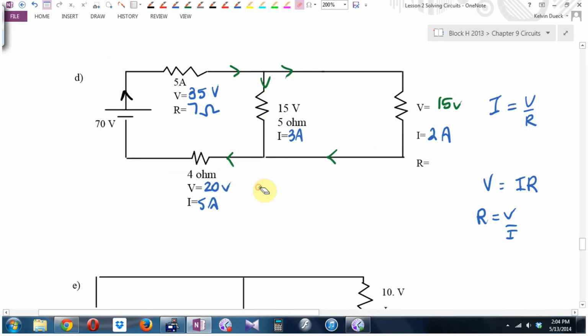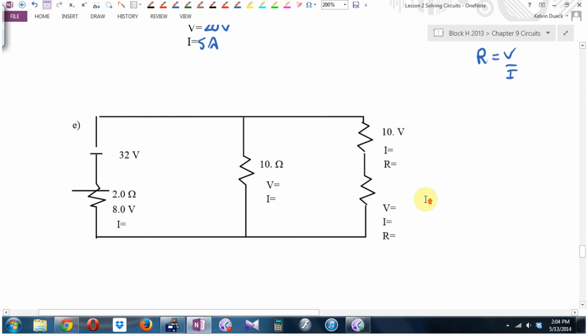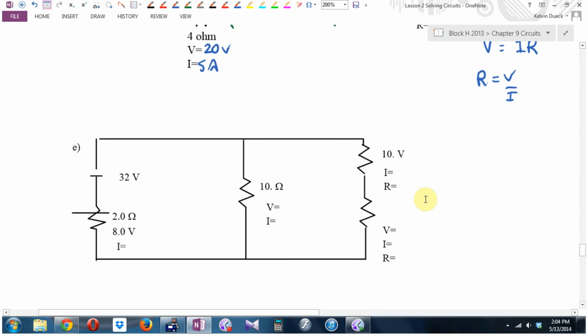This is Physics 12. You guys are doing good. Do I know two things? What's the third thing? What's R? V over I. Yeah, more specific. 7.5. 7.5 ohms. What have I got? 1, 2, 3 more, and we're done.